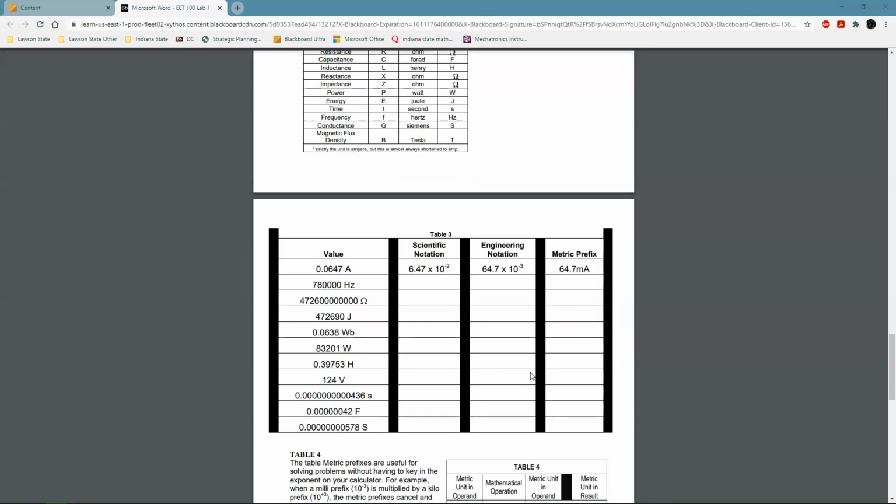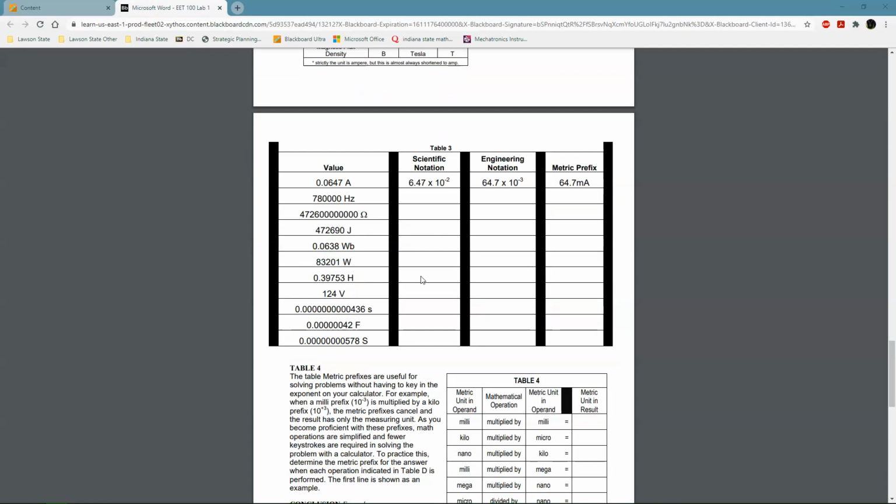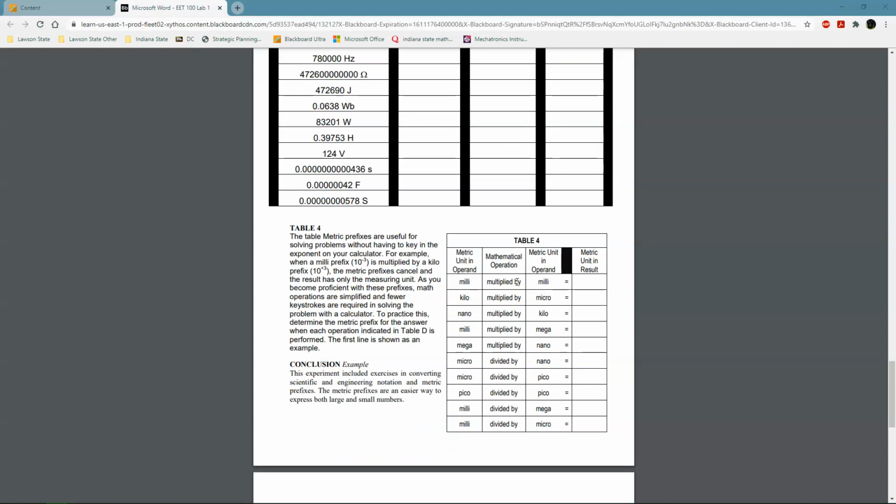Then thirdly, here's another table. This one's got a mix of both. Now table 4, let's kind of talk about this one. Anytime you see the words multiplied by, that means you're going to add your exponents. Where you see divided by is going to mean you subtract your exponents. So the first one for divided, we have -6 or micro minus -9.